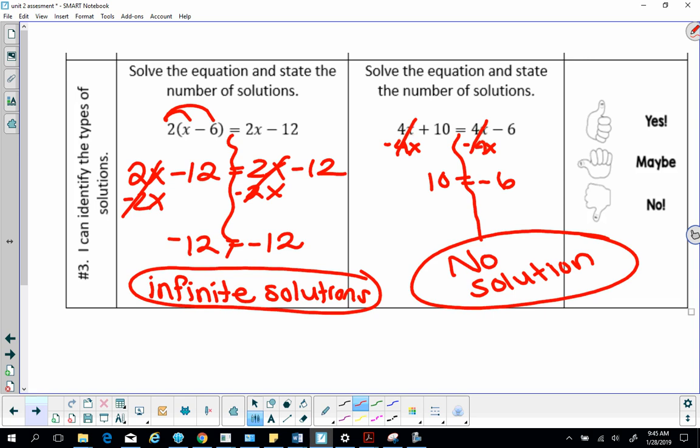So now make sure you circle a yes if you feel like you got it and you didn't need to go over it. Maybe means like, okay, now I got it, and no means I wasn't here and I totally have no idea what you're saying. Because I am collecting these after. All right, next one.